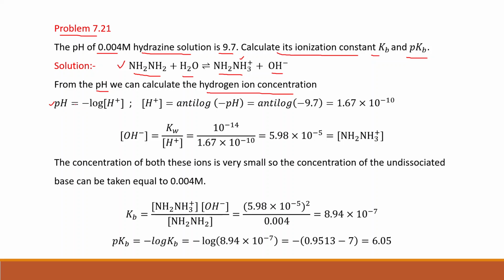Now from pH we can calculate the hydrogen ion concentration. We know pH is equal to minus log of hydrogen ion concentration. So we can write log of hydrogen ion concentration is equal to minus pH. Now if we want to find out only hydrogen ion concentration, then we have to remove log of this. In that case we have to take the anti-log of this side. So we can write hydrogen ion concentration is equal to anti-log of minus pH. Put the value of pH.